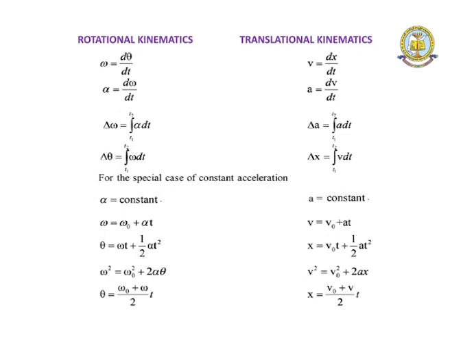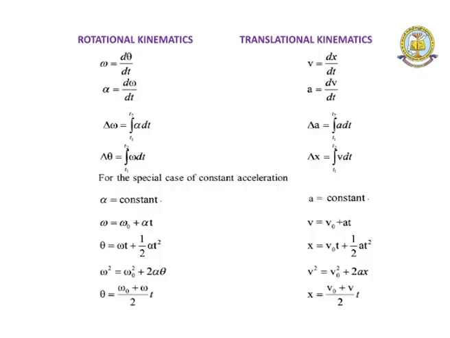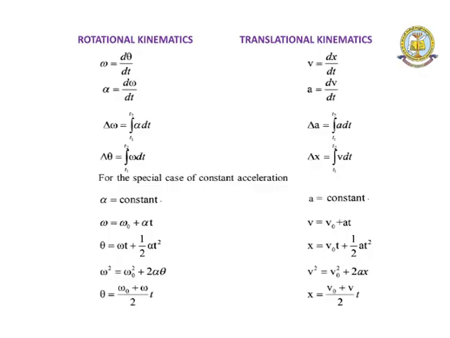Now omega is equal to omega naught plus alpha t, theta is equal to omega naught t plus 1 by 2 alpha t square, and omega square is equal to omega naught square plus 2 alpha theta. And for linear displacement and linear velocity, v is equal to v naught plus a t, x is equal to v naught t plus 1 by 2 a t square, and v square is equal to v naught square plus 2 a x. Here we can find the angular displacement and linear displacement. Linear displacement x is equal to v naught plus v by 2 into t. So theta is equal to omega naught plus omega by 2 into t.